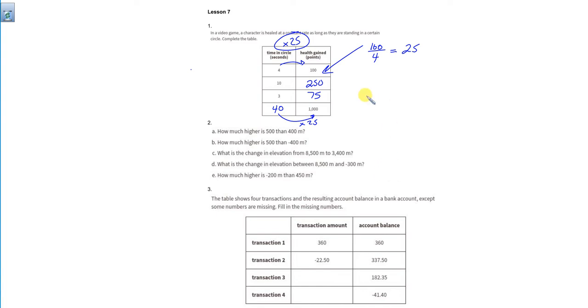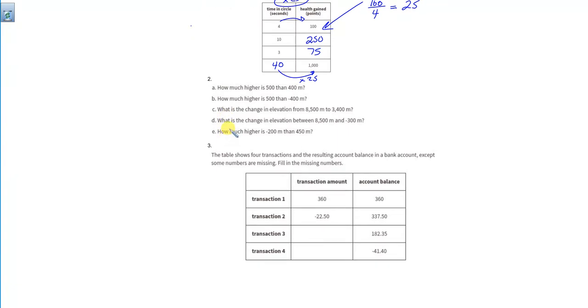Alright guys, here we are on lesson number 7, and we're hitting up number 2 to start here. How much higher is 500 than 400? I hope to goodness you can do that in your head. That's 100 meters. Alright, no show mark needed there.